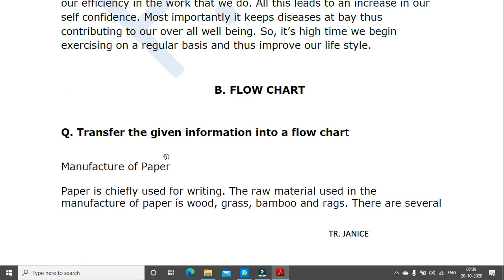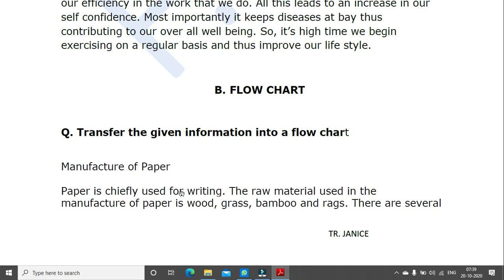So let's read this. Transfer the given information into a flowchart. Now here see the title, manufacture of paper. So you know what your title should be. Did they tell anything over here? No. But they gave it over here. Supposing it is not given over here, you would have to read this paragraph and then realize, or just deduce, what the title should be.